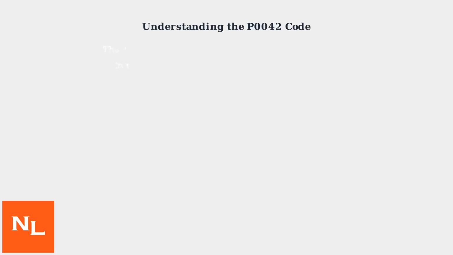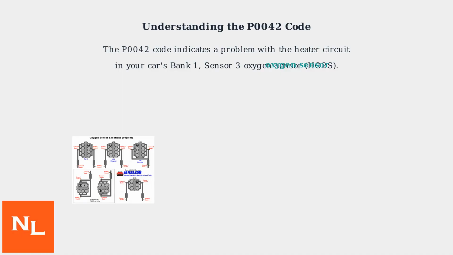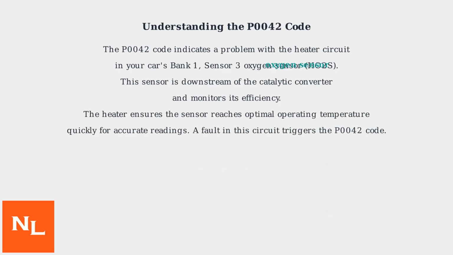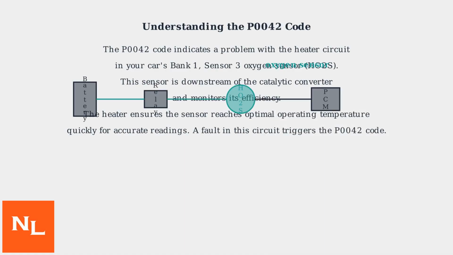The P0042 code indicates a problem with the heater circuit in your car's Bank 1 Sensor 3 oxygen sensor. This sensor is downstream of the catalytic converter and monitors its efficiency. The heater ensures the sensor reaches optimal operating temperature quickly for accurate readings. A fault in this circuit triggers the P0042 code.